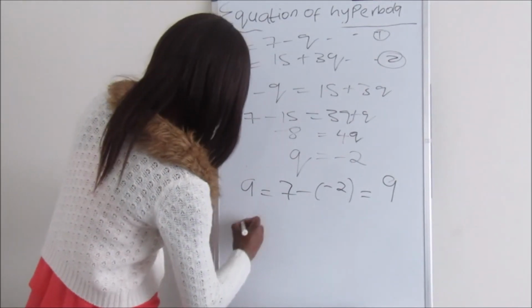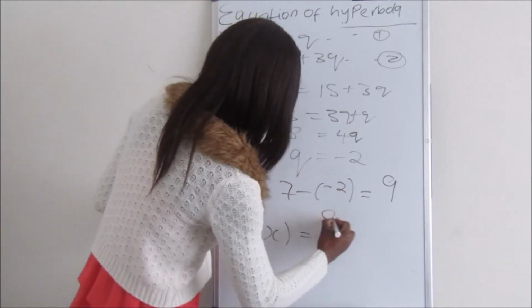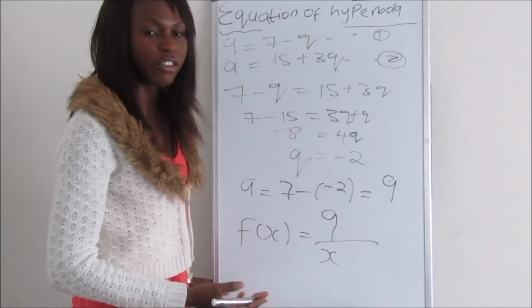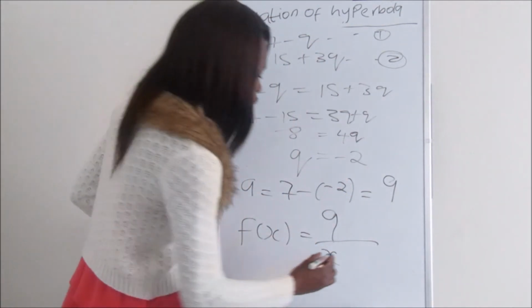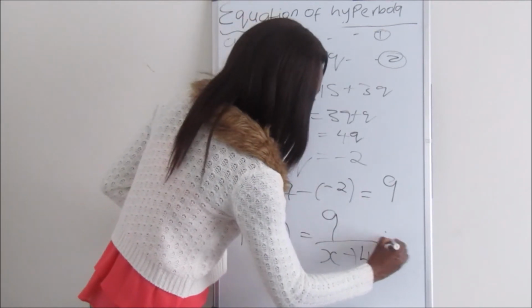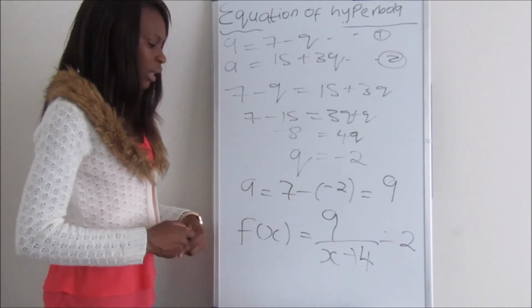Then our complete equation would be f of x equals a, which is 9, divided by x. Remember, we were given the value of the vertical asymptote, which was negative 4, so it will be plus 4 here, and our q here is minus 2, so it will be minus 2 there. This is our complete equation for the hyperbola.